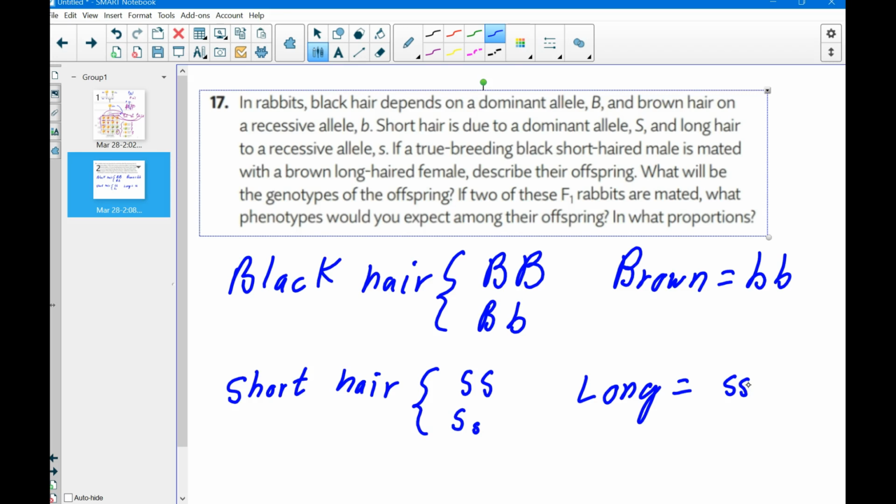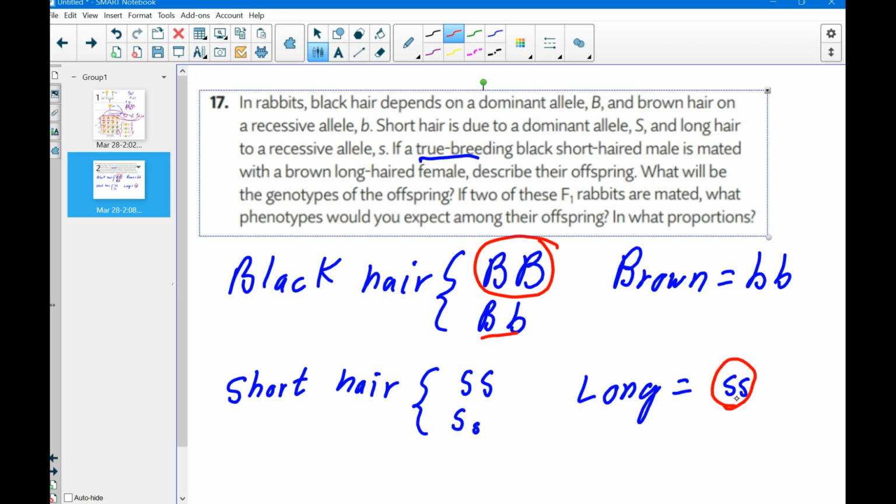So let's see what happens. We have a true breeding black short-haired male. True breeding means we have two identical alleles. So two identical alleles for black means the pair for black should look like this, because they're identical. These are not, as you can tell. Short-haired. So if it's short-haired, the only way we can have short-haired is if we have this.